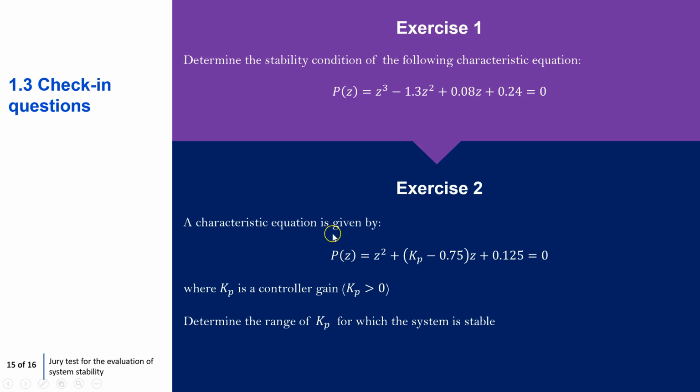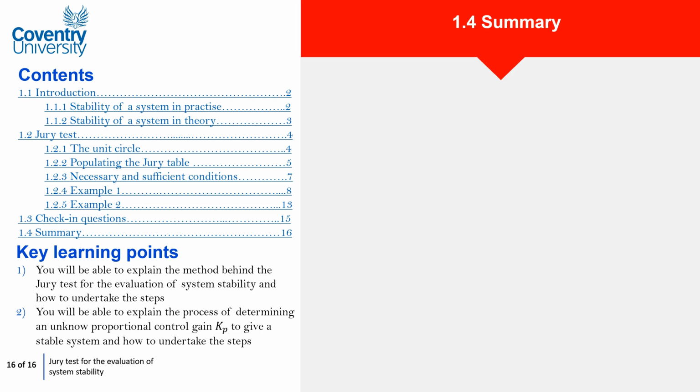Exercise 2, you've got a characteristic equation that's given by this, where you've got an unknown kp value, where kp is your controller gain, kp must be greater than 0. Determine the range for which the system is stable. So pause the video and have a go at these examples, and they're very similar to the 2 previous, so use them as a benchmark.